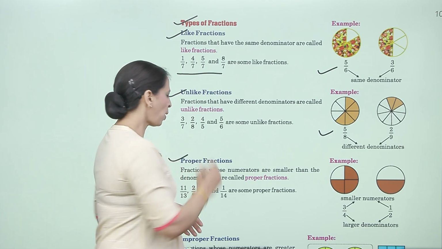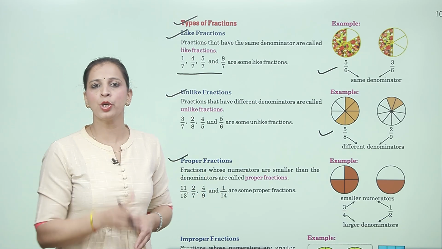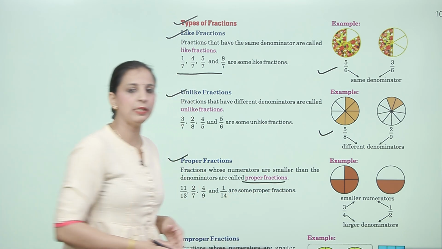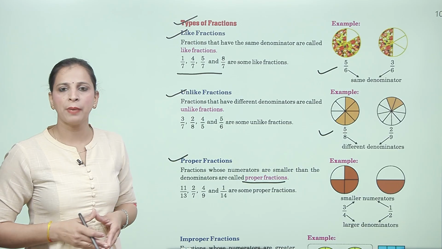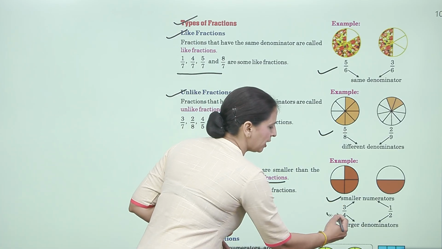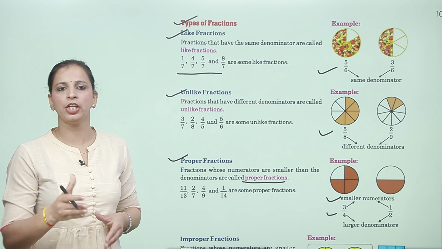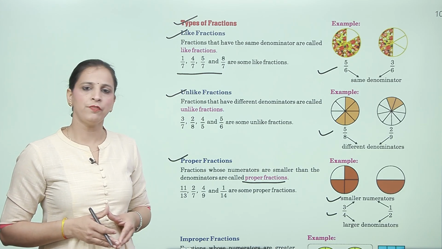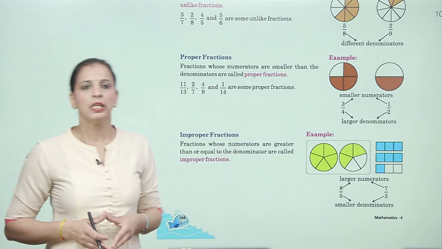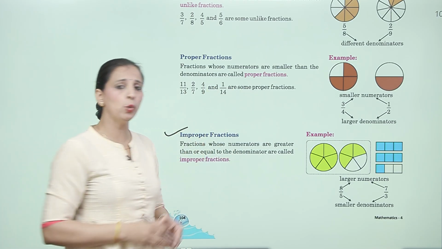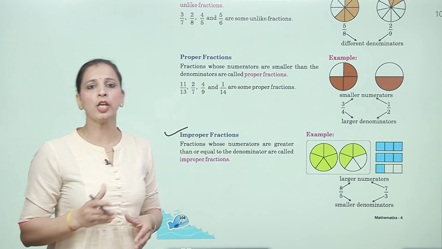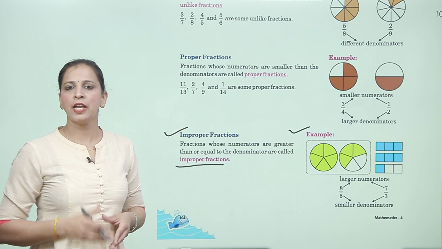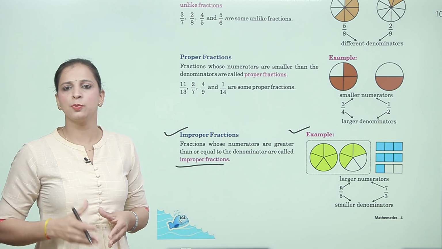Now next is proper fractions. Fractions whose numerator are smaller than denominators are called proper fractions. For example 3 by 4 and 1 by 2, smaller numerator and larger denominator, and 11 by 13, 2 by 7, 4 by 9 and 1 upon 14 are some proper fractions. Now improper fractions. Fractions whose numerator are greater than or equal to the denominators are called improper fractions. Example 8 by 5, 3 by 7, larger numerator, smaller denominator.